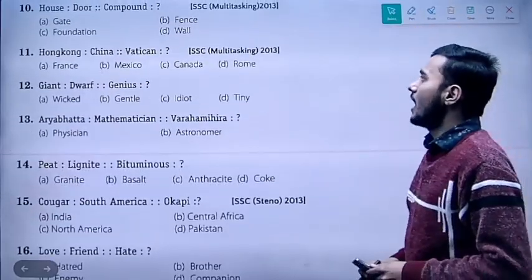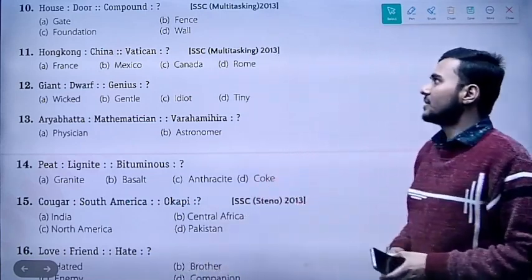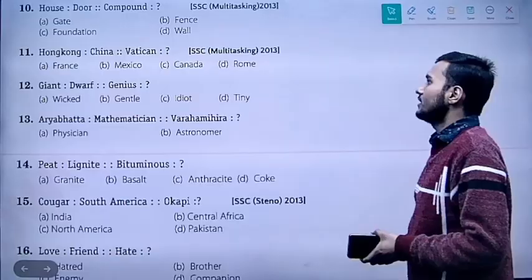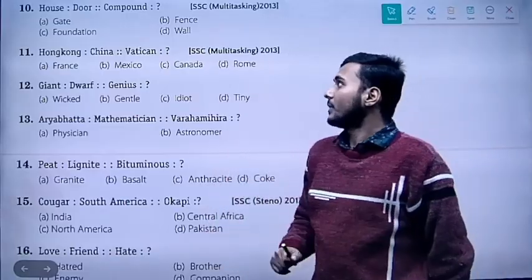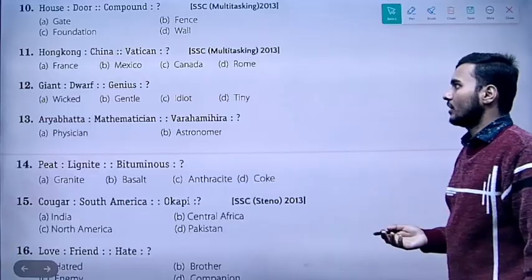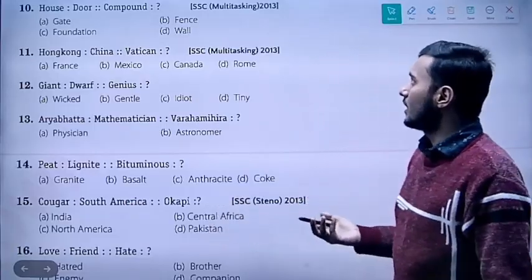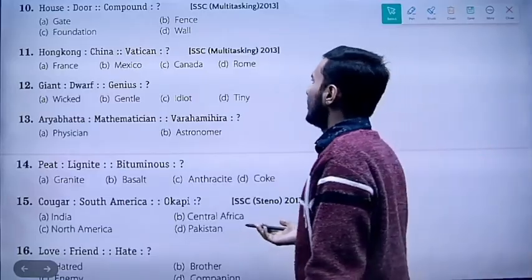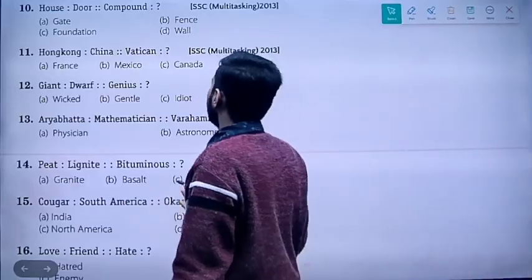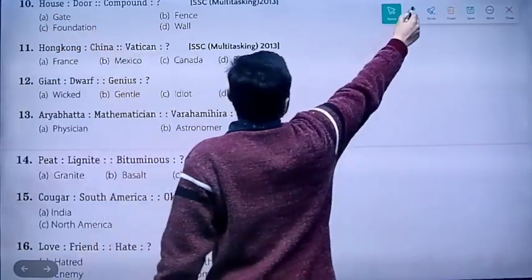Next question: house is equal to door, then compound is equal to what? Option A, gate, option B, fence, option C, foundation, option D, wall. See, in this question, if we have to enter our house, we have to enter from the door. So if we have to enter our compound, by which way do we enter? We generally use a gate. So the correct answer of question number 10 will be option A, gate.